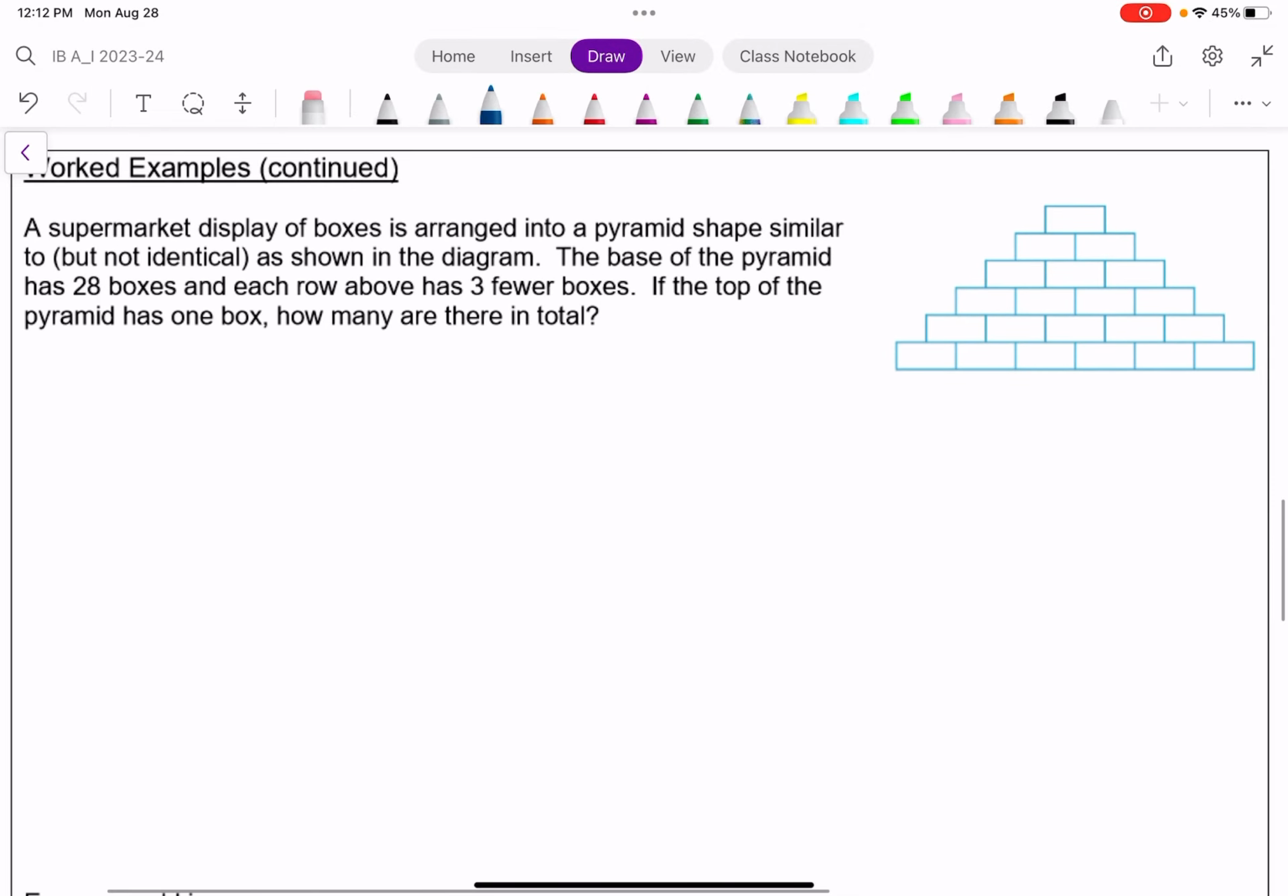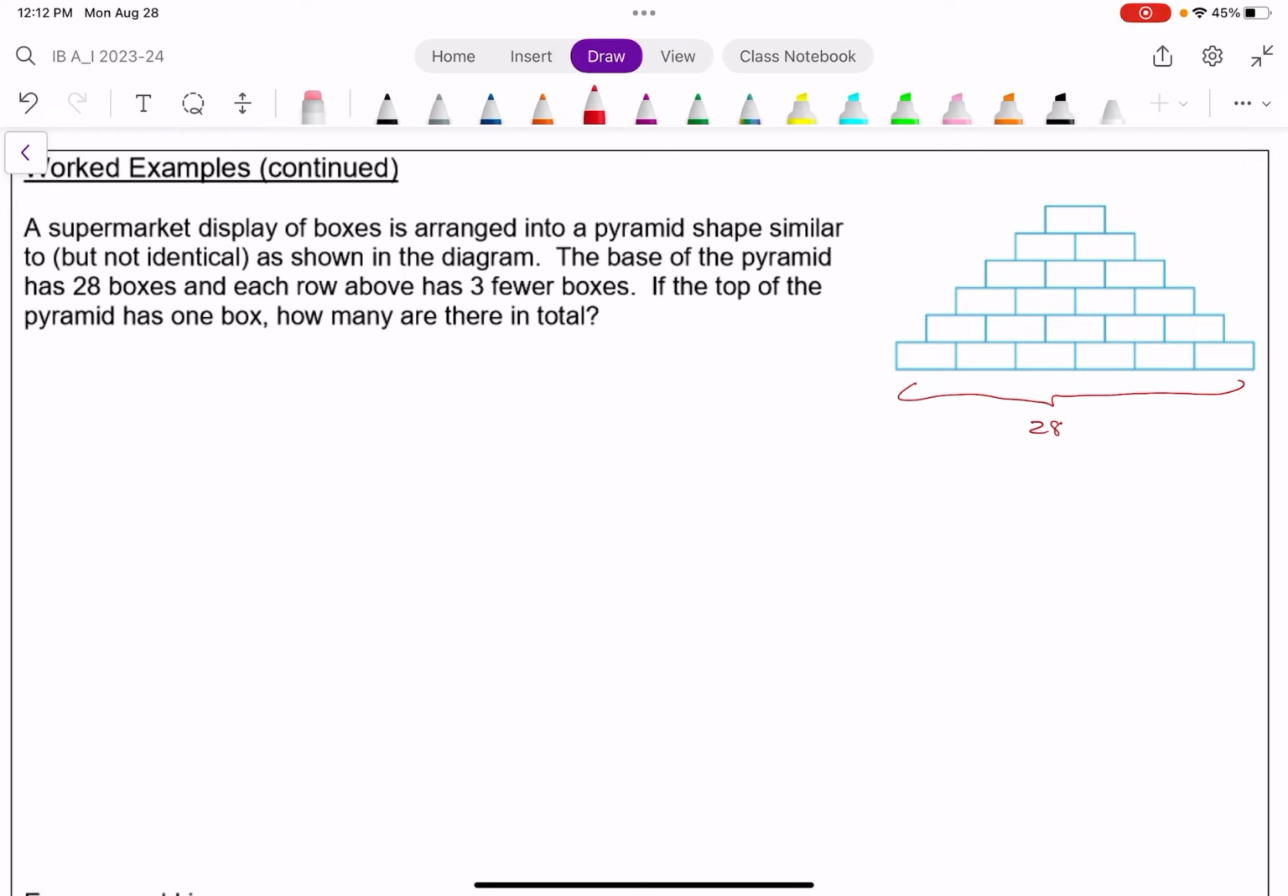All right, for this question, a supermarket display of boxes is arranged in a pyramid shape similar but not identical to what you see in the diagram. The base of the pyramid has 28 boxes, and the top has just 1. Again, it's the same pattern, but this is not the exact image, and there's only one box in the top. So how many are there altogether?